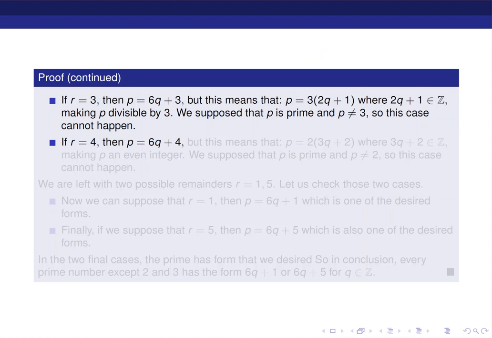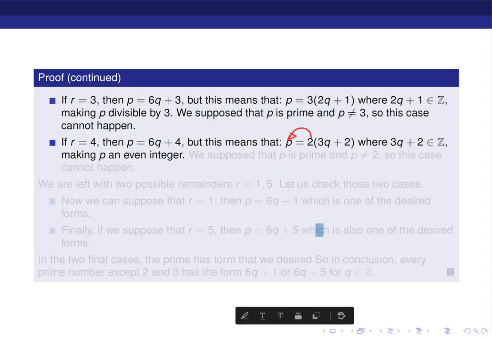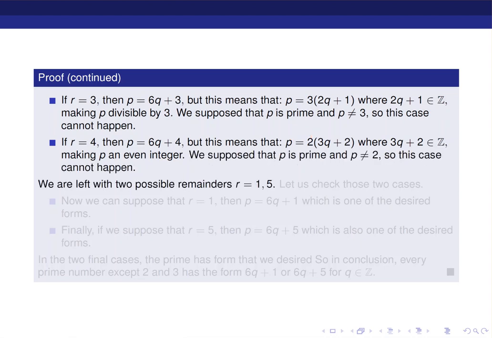Now what about when the remainder is 4? If the remainder is 4, then my prime number looks like 6q plus 4, which means again I can factor a 2 out of this. 6q plus 4, we can factor a 2 out, and that leads to the conclusion that 2 is a factor of p. In other terms, p is an even integer that is prime, and the only prime number that is even is 2, but we said that this case cannot happen.